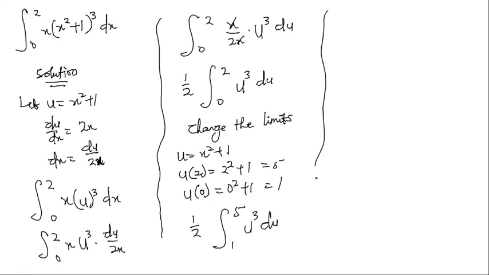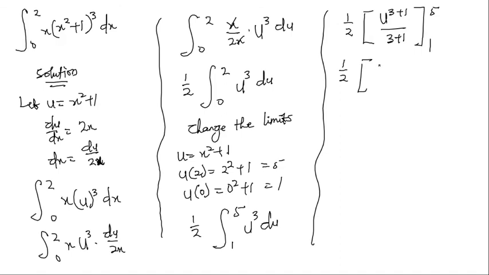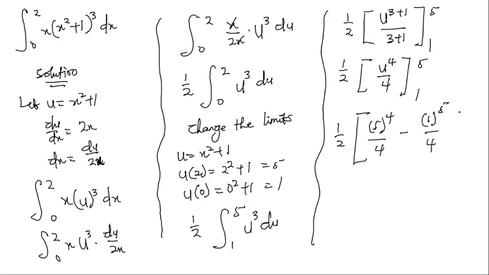Alright, so from here I know I have half. Then if I integrate the function u cubed, I get u raised to the power 3 plus 1 on 3 plus 1. Okay, then I apply the limit, that is from 1 to 5. So I have half, then this becomes u power 4 on 4 from 1 to 5. So this becomes half, then I have 5 raised to the power 4 on 4 minus 1 raised to the power 4 on 4. Okay, so I have half.